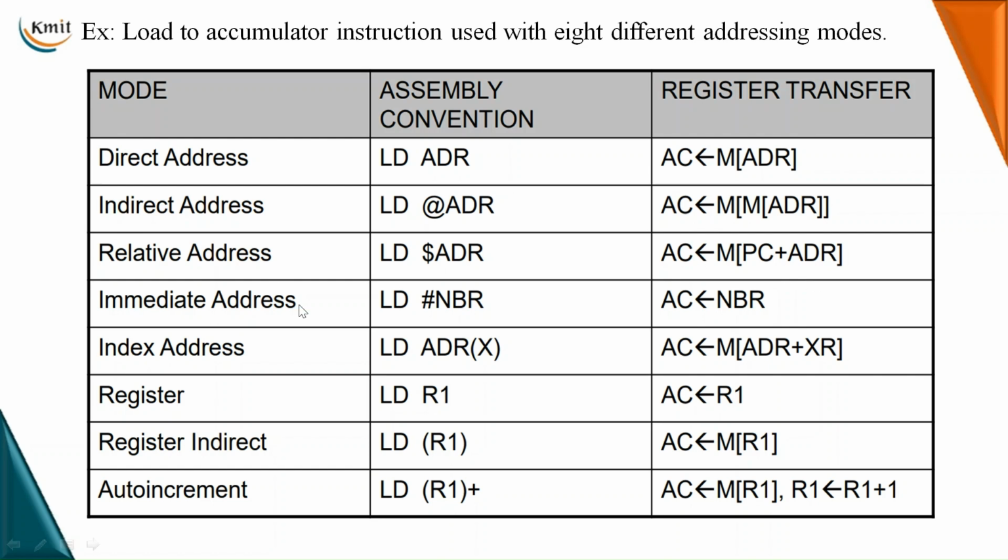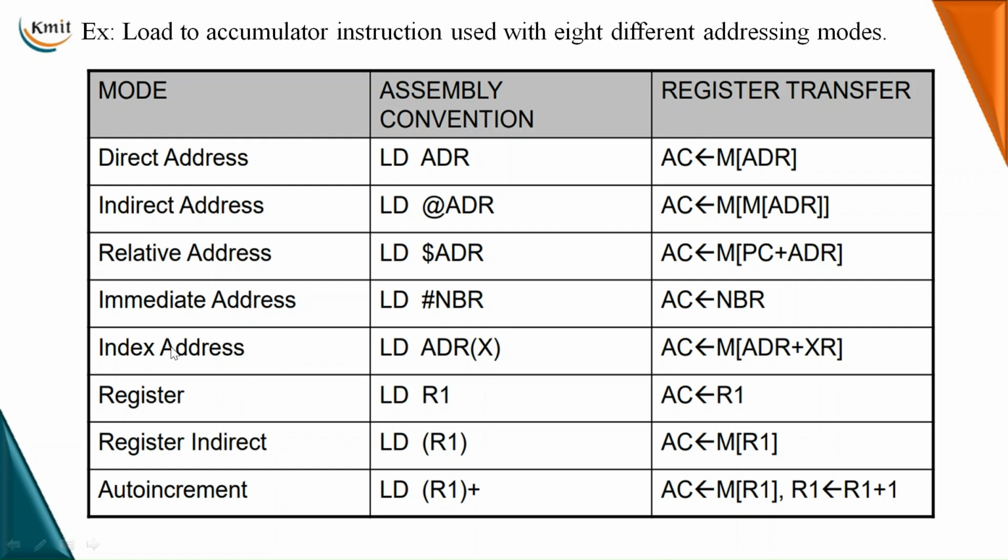Next, coming to the immediate addressing mode, implicit or immediate. In this case, it is represented by the hash, which means this is a number. Whatever is next to this hash is an operand. So that particular operand value is loaded into the accumulator.